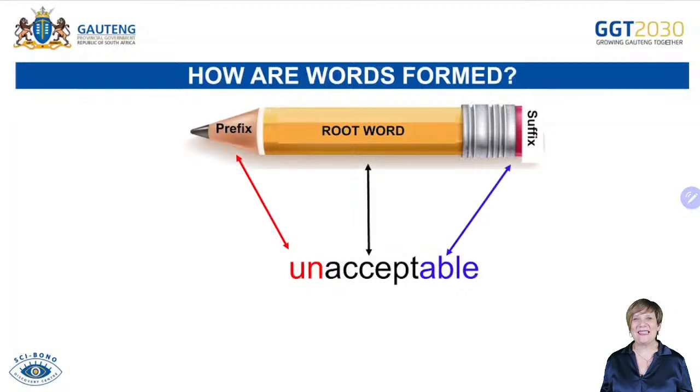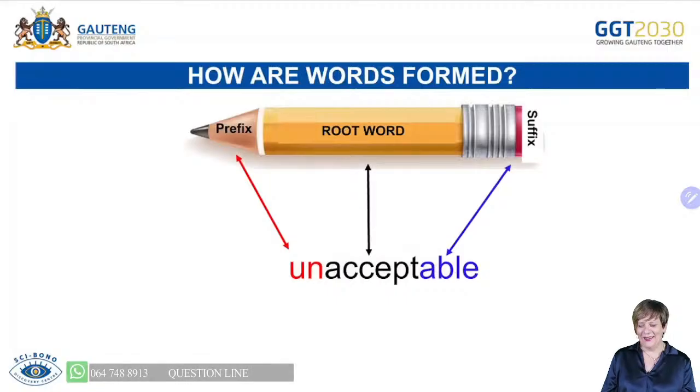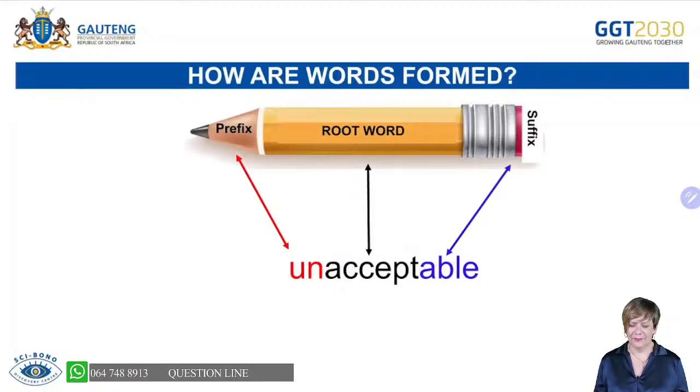Now, the prefix and the suffix is added to a root word to form a new word. So we always have a root word, that's your basis, and then we add prefixes and suffixes to make a new word. And they have on your screen a word, unacceptable. Can you see? Accept is my root word. In other words, that's my basis. And I've added un, and that's your prefix, and able, that's your suffix.